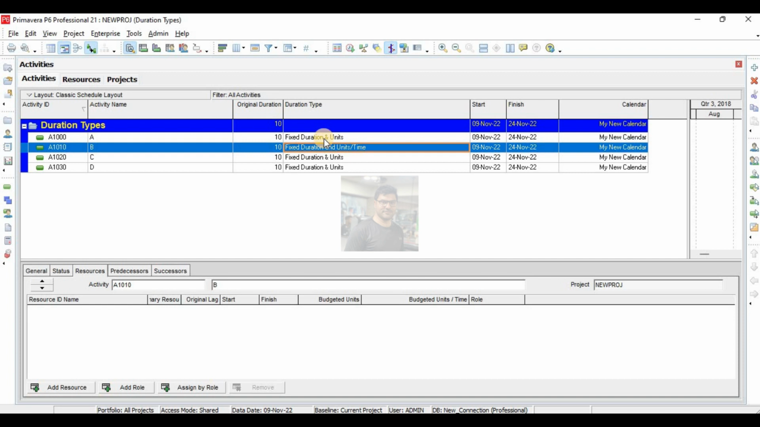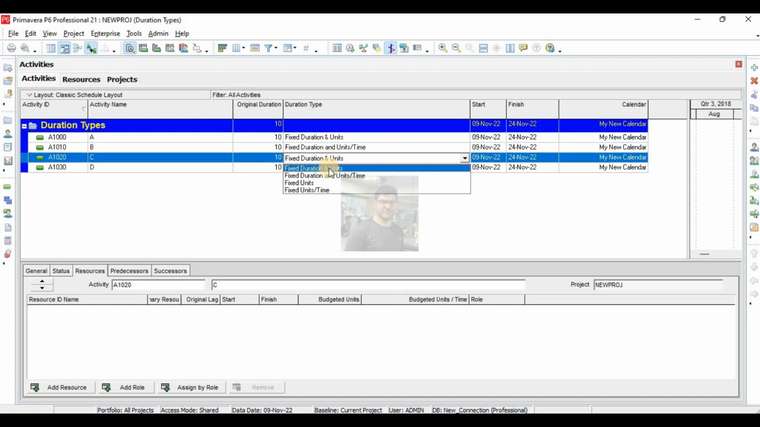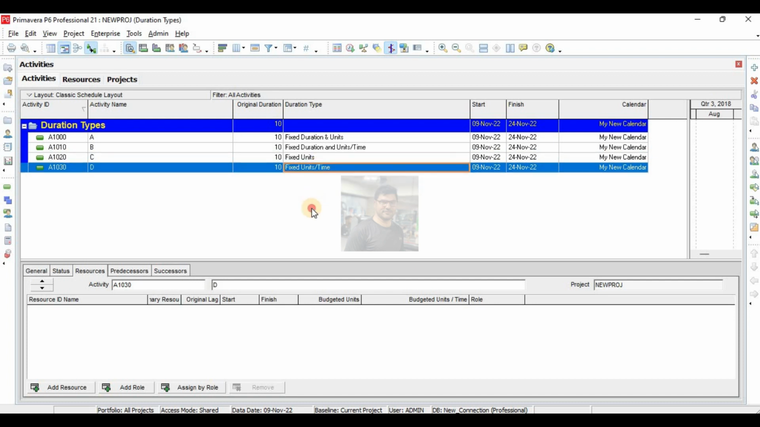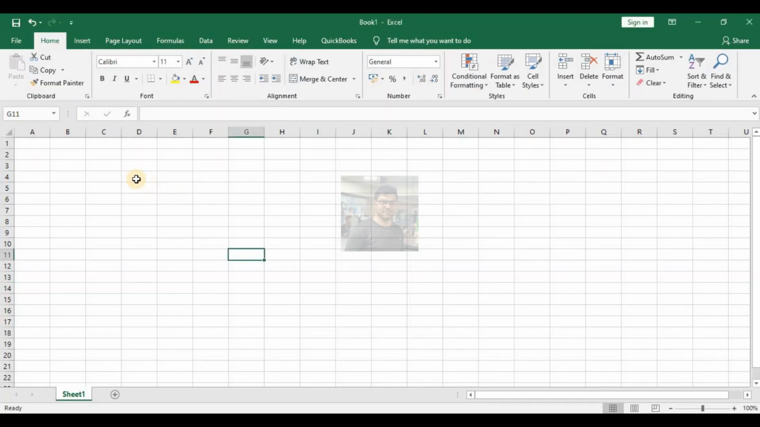The first type of duration is fixed duration and units. The second one, fixed duration and units per time. The third one, fixed units. And the fourth one, fixed units per time. So if you see here, there are three variables. One is duration. The second one is units. And the third one is units per time.